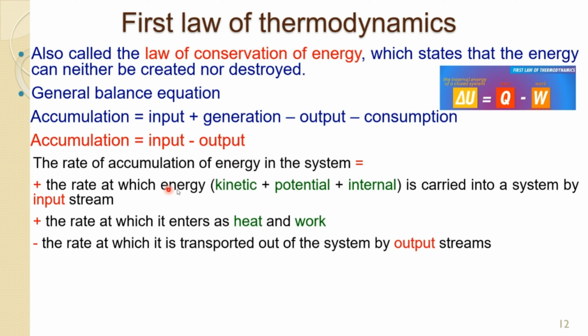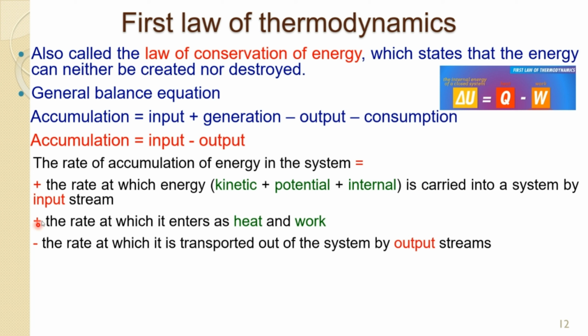The rate at which the energy, including kinetic energy, potential energy, internal energy, is carried into a system by input. Okay? And this is the first term here. The second term, output, is the rate at which energy is transferred out of the system by output streams. It can also be kinetic, potential, and internal.